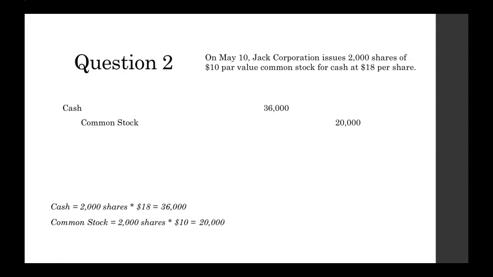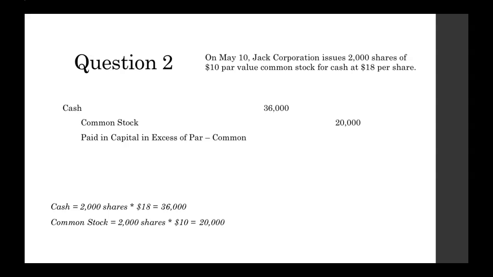Now, if our debits and credits equaled here, we'd be able to move on with our day. But they don't, right? What happened here is that we issued our shares of common stock at a price higher than our par value. So we got more cash than how we value that common stock. When that happens, we need to credit paid in capital in excess of par.